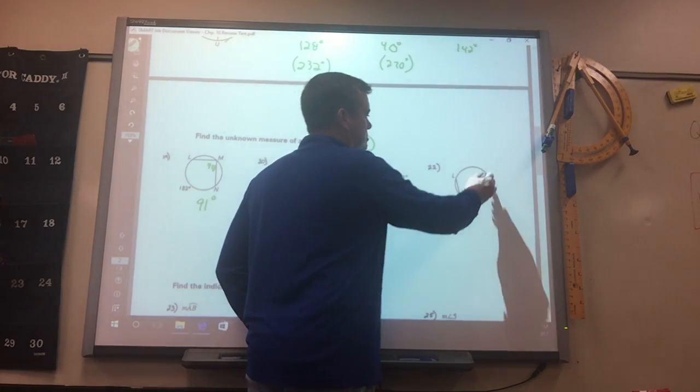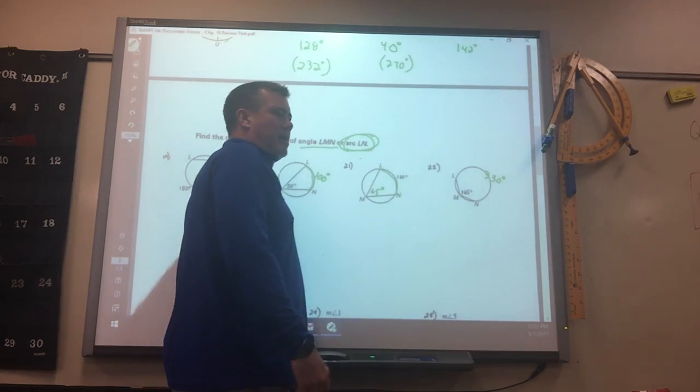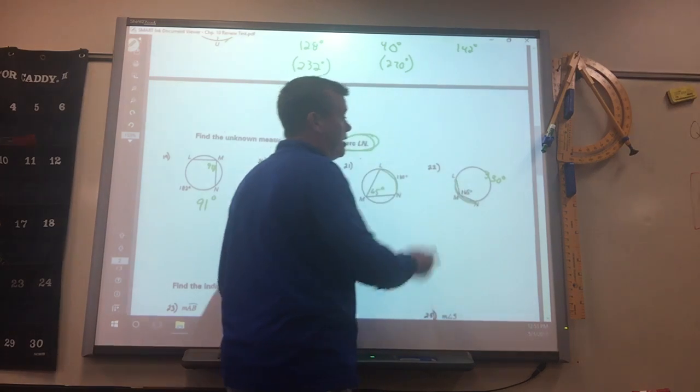165. 330. Now, this is the trick one. It's arc LN. LN is the shortest route, so actually they want from here to here.